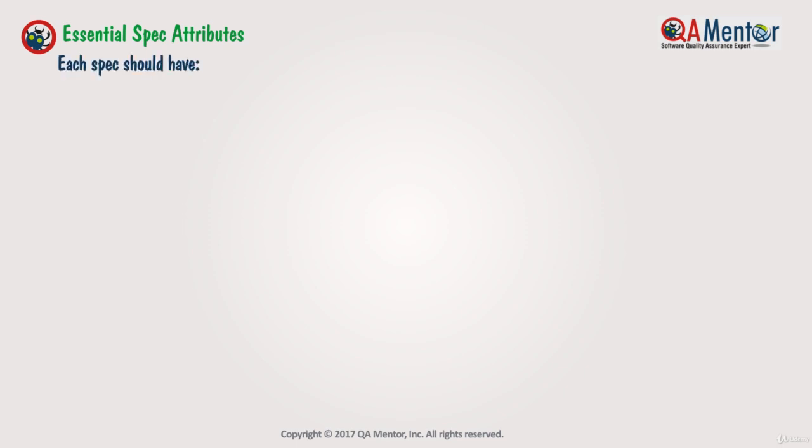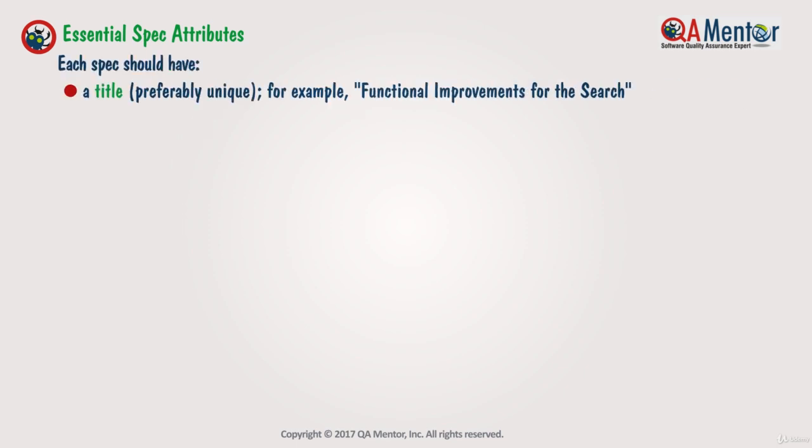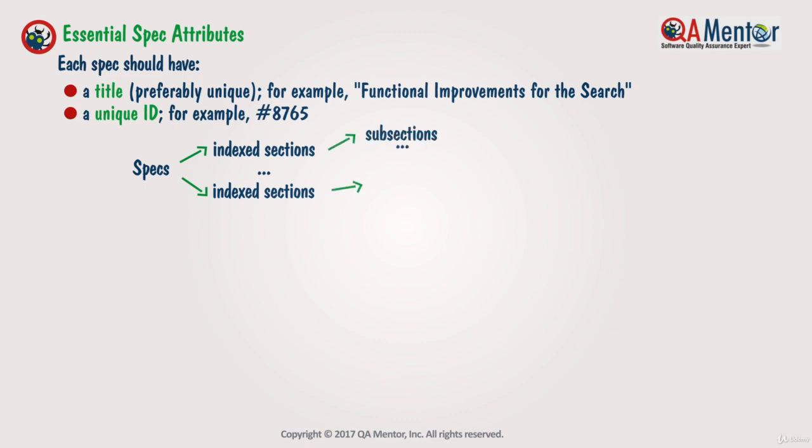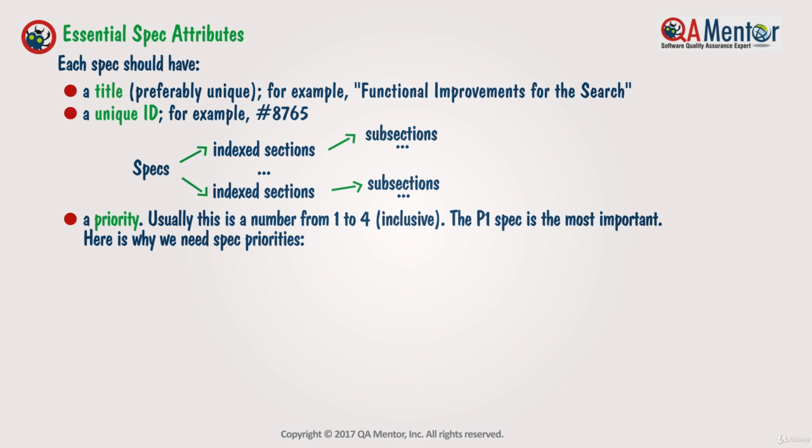Essential spec attributes. Each spec should have a title, preferably unique, for example, Functional Improvements for the Search. A unique ID, for example, number 8765. Specs should be divided into indexed sections and subsections for ease of understanding and reference. Each spec should have a priority. Usually this is a number from 1 to 4 inclusive. The P1 spec is the most important.